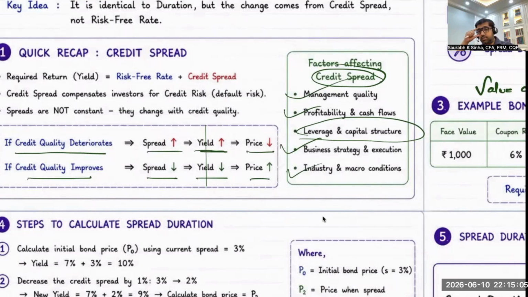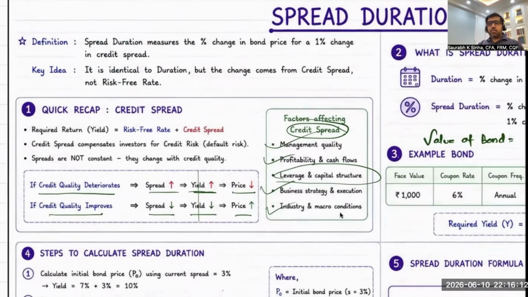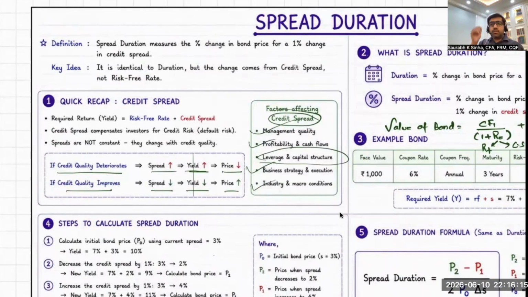So can I ask you, tell me the sensitivity of the bond price due to credit spread? The way I asked you in the duration session of this series of lectures on fixed income, hey, can you tell me the sensitivity of the bond price with respect to interest rate? And you said, yes, we can calculate that. Similarly, we have to calculate the sensitivity of the bond price with respect to credit spread. So we are talking about the sensitivity of the bond price due to credit spread.